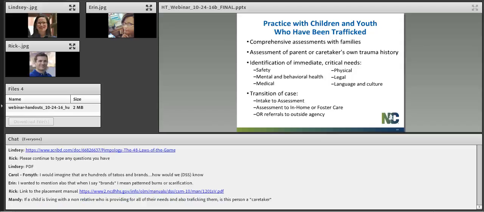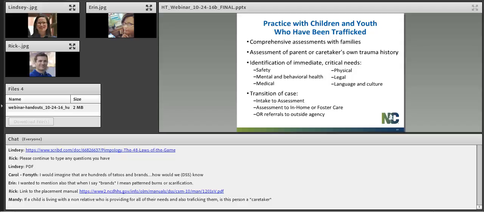And again, I'll say that this includes assessing a parent or caretaker's own history of trauma, particularly if there's domestic violence in a household, as that might be a factor that's closely related to trafficking, or if there is a generational history of prostitution. Maybe a parent was prostituted by their parent or caretaker, and they're carrying on that family tradition. This is really important to assess, as well as the identification of immediate needs when trafficking is identified.